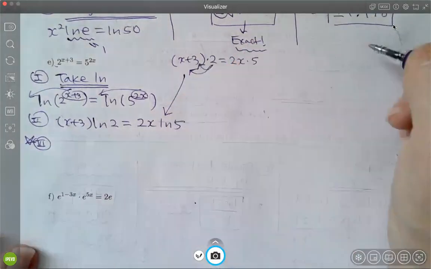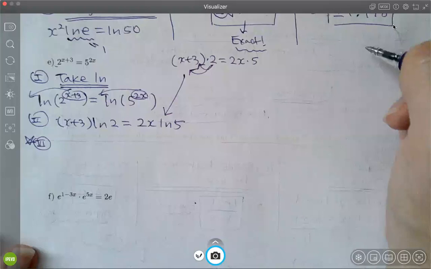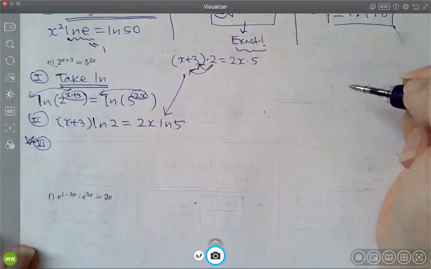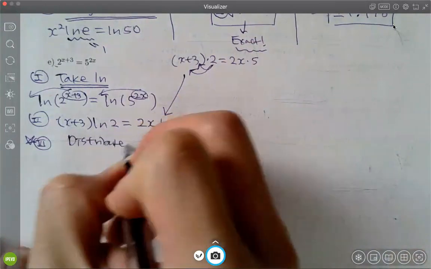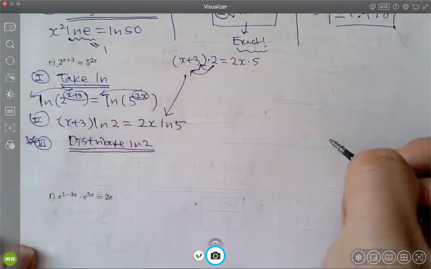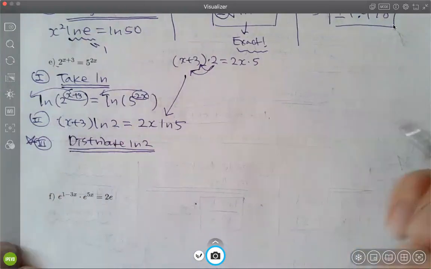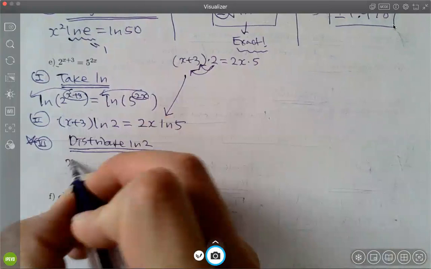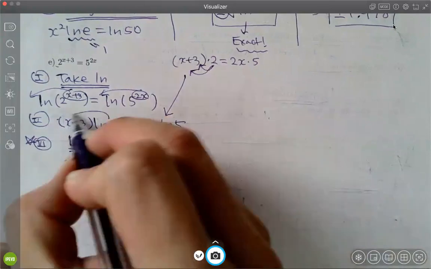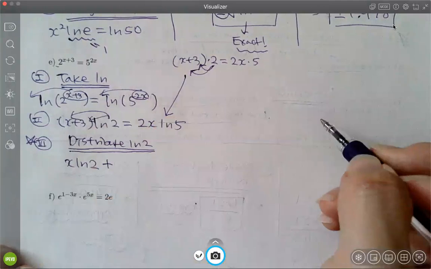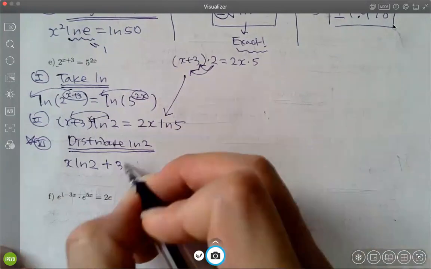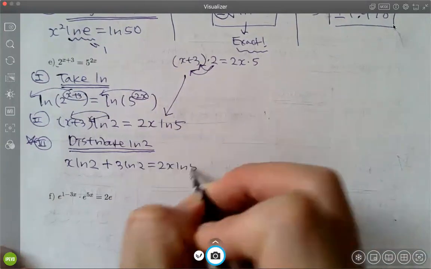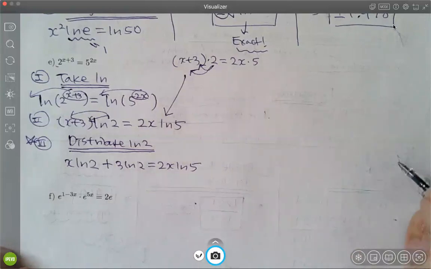That, right? Okay, clear parentheses. So here, what do you do? What do you distribute? ln 2. Okay, so here you distribute ln 2. And now, what do you get? You get x ln 2 plus, do you get ln 6? No, it's just 3 ln 2. Okay, be careful, it's not ln 6.